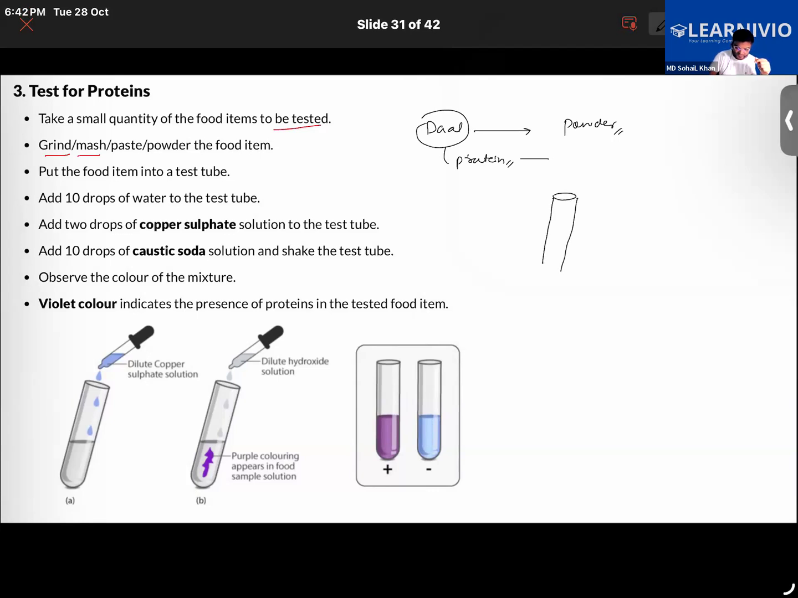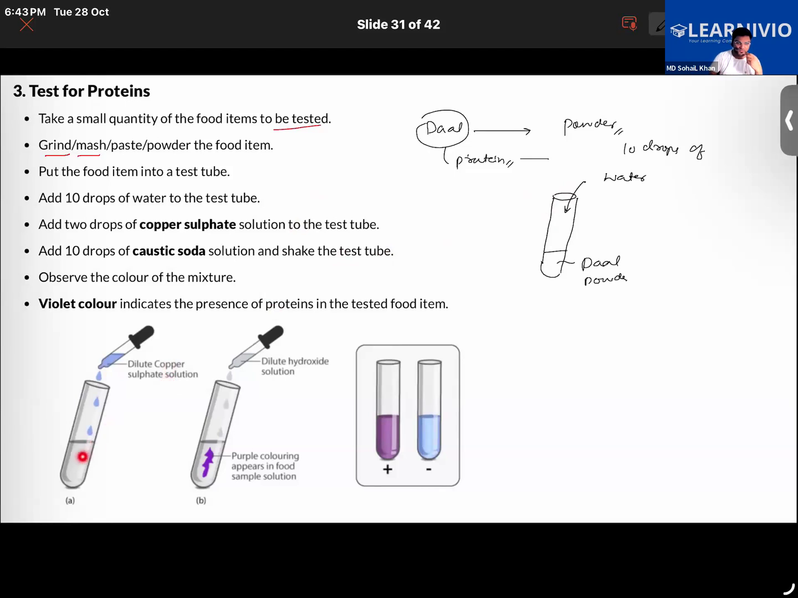So test tube is a transparent cylindrical glass. I studied that. Good. So we will put that in it because we have put dal powder in. Then we will add 10 drops of water to this test tube. Ten drops of water we will add to it. Then after that, we will add dilute copper sulfate in it.